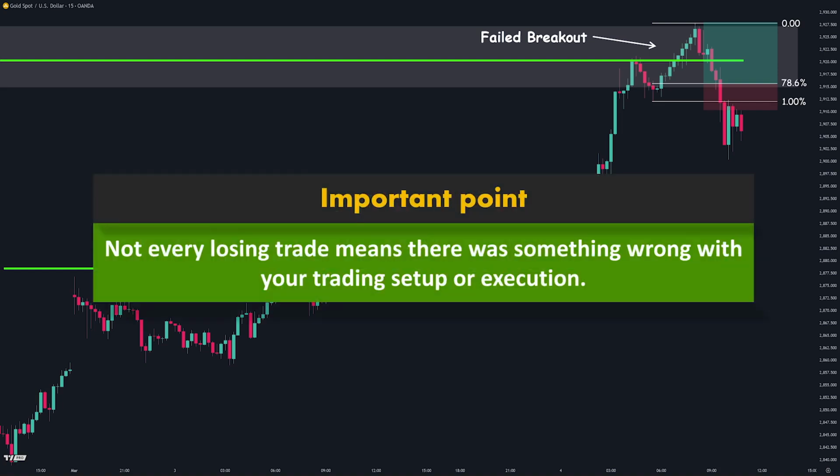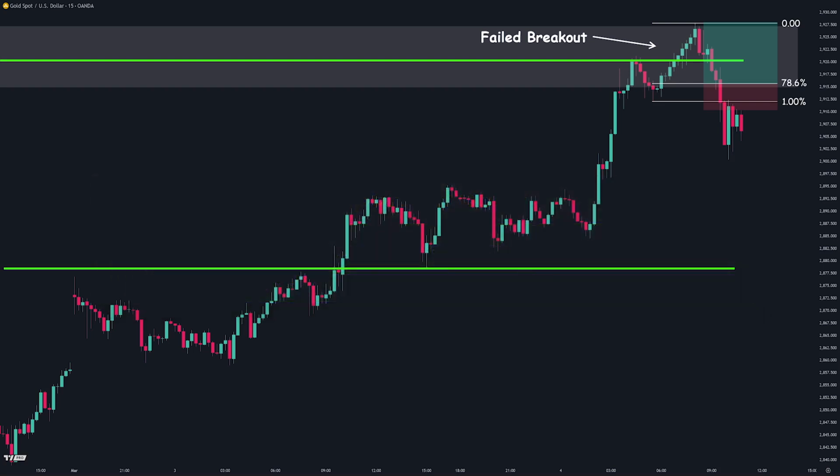But remember, not every losing trade means there was something wrong with your trading setup or execution. Losses are part of trading, and expecting a strategy to work every single time is unrealistic. As traders, we are making educated predictions about future price movements, but the future is inherently unpredictable. The key is to stick to a solid strategy, manage risk properly, and accept that losses are part of the game.